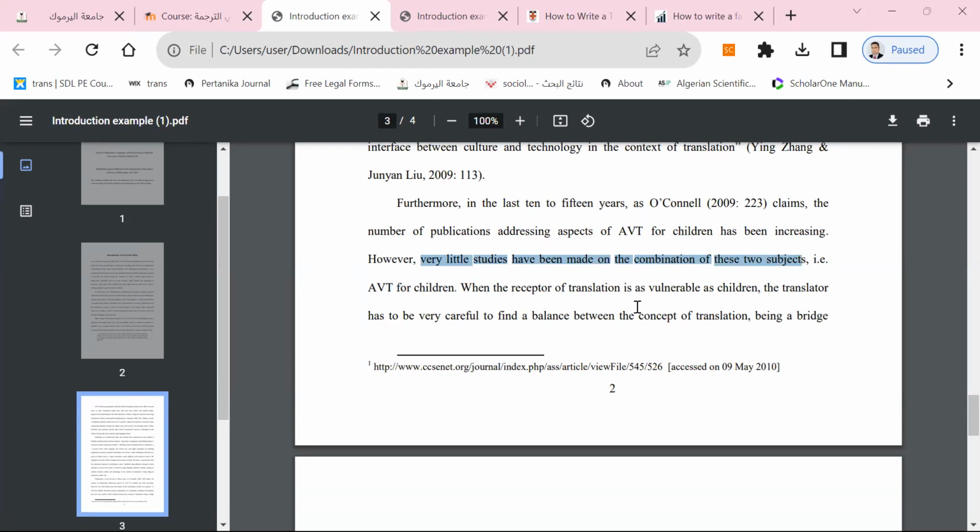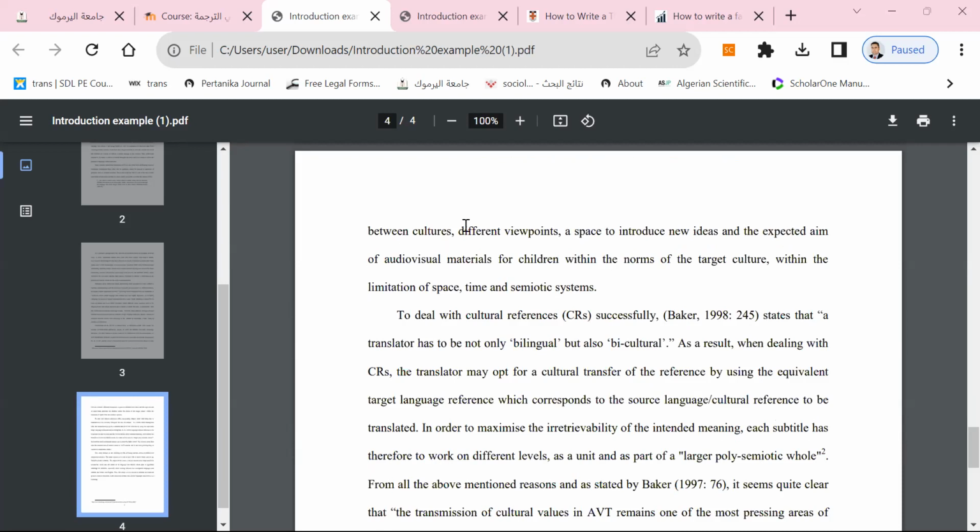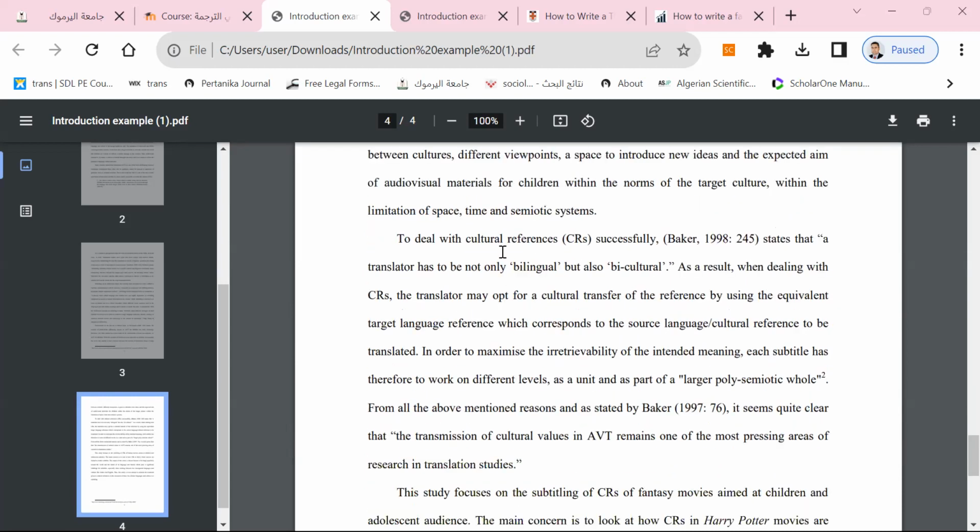When the receptor of translation is as vulnerable as children, the translator has to be very careful to find, he's introducing the purpose of his thesis to us, to find a balance between the concepts of translation being a bridge between cultures, different viewpoints, a space to introduce new ideas, and the expected aim of audiovisual materials for children within the norms of the target culture, within the limitation of space, time, and semiotic systems. Now, to deal with cultural, now this is the main focus of the study here.